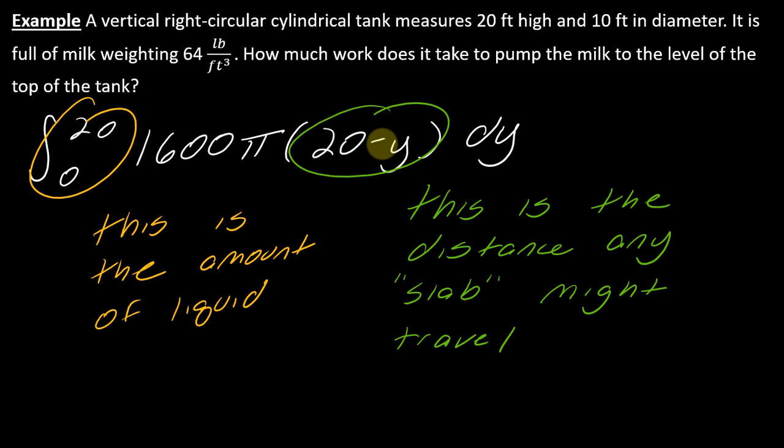Now, you might be saying, why can't I just use y? And you could have in this problem, but I think with these types of problems, it's better to model it like this, to think about the distance each slab must travel. I think this is a much better way to think about this, and I will show you why in a second. This can really matter depending on the type of problem you have.